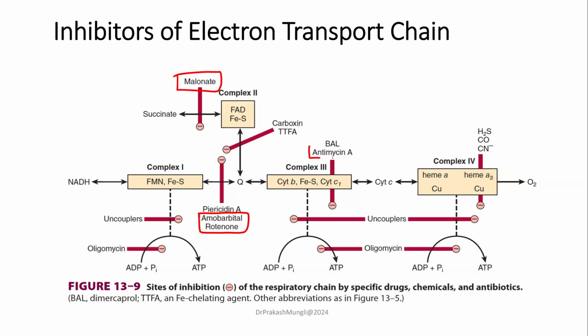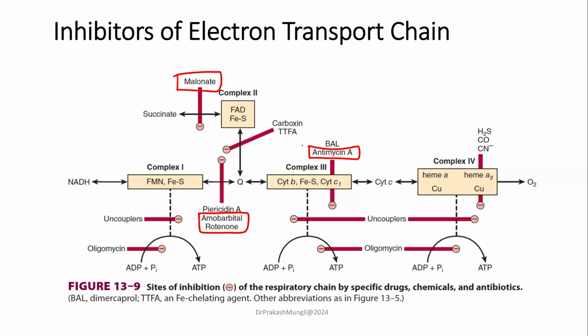And then complex 3 inhibitor, antimycin A. Antimycin A is a complex 3 inhibitor. It will go and block that entire complex 3. As shown in the figure, it just blocks that entire complex. It does not allow flow of electrons and protons. And then finally, complex 4.